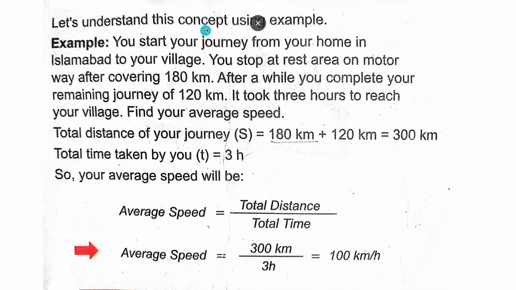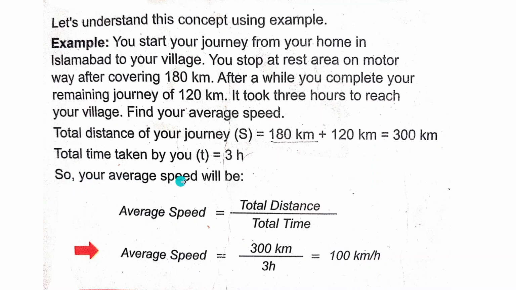Let's understand this concept using example. You start your journey from your home in Islamabad to your village. You stop at rest area on motorway after covering 180 km. After a while, you complete your remaining journey of 120 km. It took 3 hours to reach your village. Find your average speed. Total distance of your journey, 180 km plus 120 km, is equal to 300 km. Total time taken by you is 3 hours.